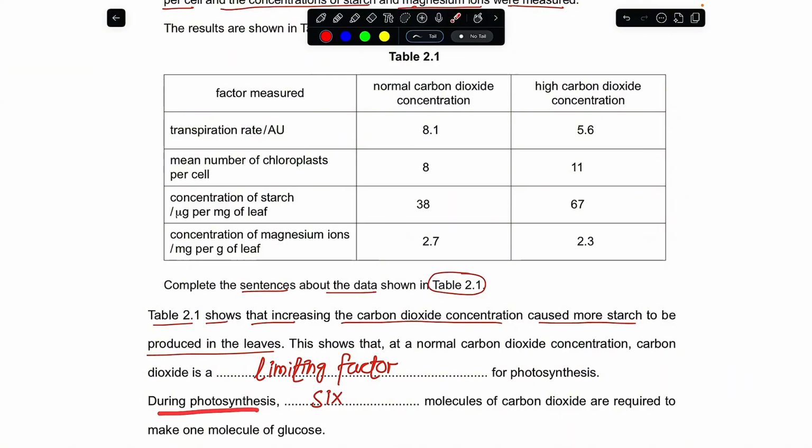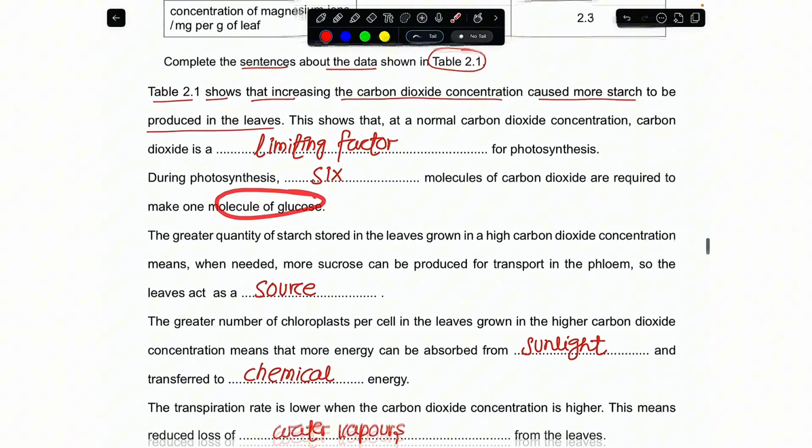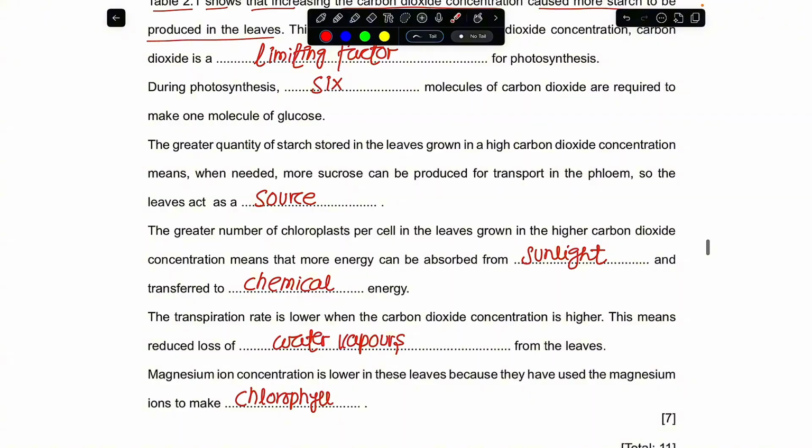They say during photosynthesis, dash molecules of carbon dioxide are required to make one molecule of glucose, and we know from the equation of photosynthesis that we require six molecules of carbon dioxide gas to make one molecule of glucose. Moving onward, they say that the greater quantity of starch stored in the leaves grown in the high carbon dioxide concentration means when needed, more sucrose can be produced for transport in phloem.